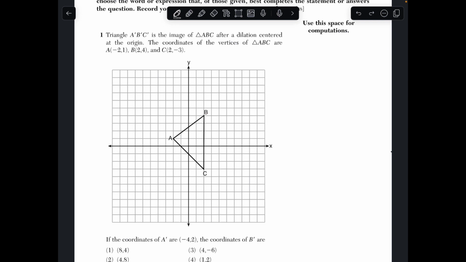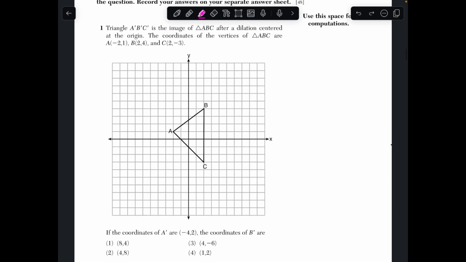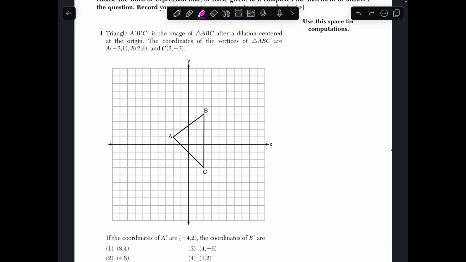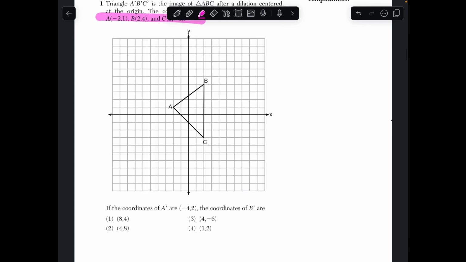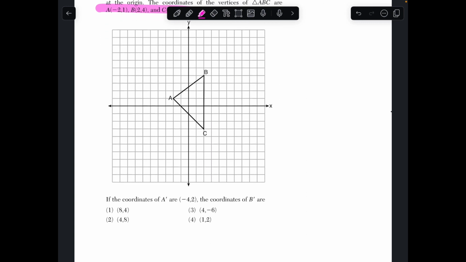Triangle A prime, B prime, C prime is the image of triangle ABC after a dilation centered at the origin. The coordinates of the vertices of triangle ABC are as listed. I personally like to bring a highlighter into my exams. You can bring a highlighter onto the Regents exams and really just grasp what you're doing. I like to note those points as we read the question. If the coordinates of A prime are -4, 2, the coordinates of B prime are.